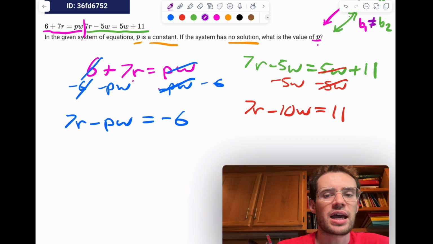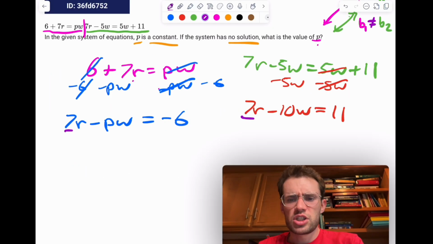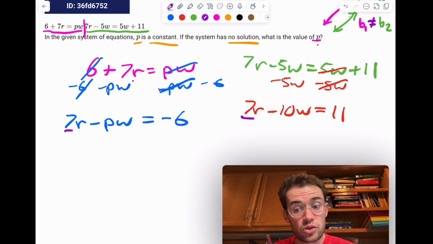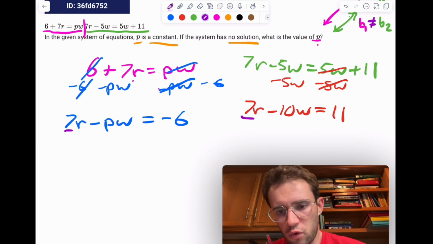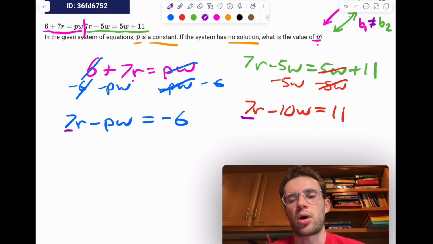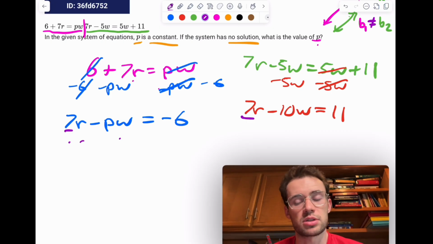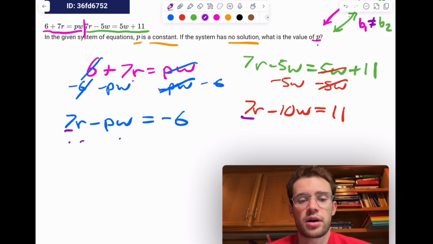And they were really nice in that they gave us 7 as the coefficient for the r in both equations. So we don't really even need to manipulate the equations that much here. Like for instance, if they gave us 14r or negative 21r, then you'd have to multiply every part of this by something. So if it was 14r, you'd have to multiply everything in the first equation by 2 to get them to both be 14r, or you could divide everything on this side by 2. But they have it already lined up like that.